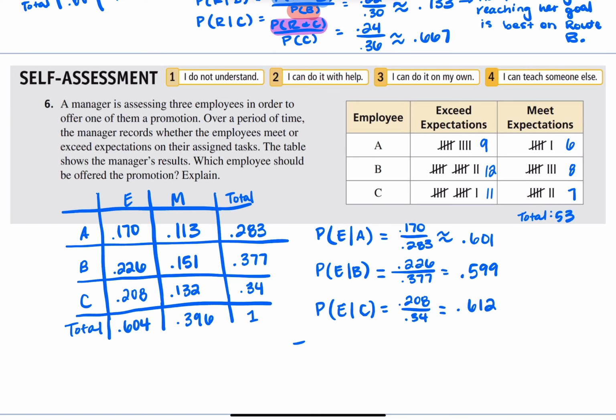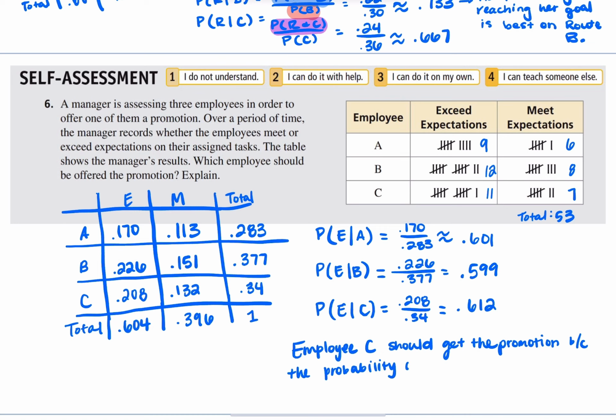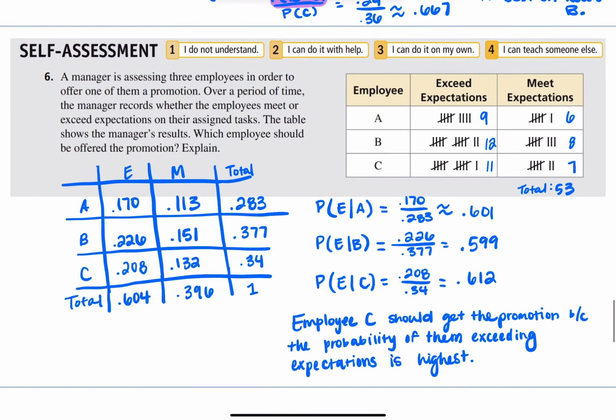So we'll say employee C should get the promotion because the probability of them exceeding expectations is the highest. And that is it for 6.3.